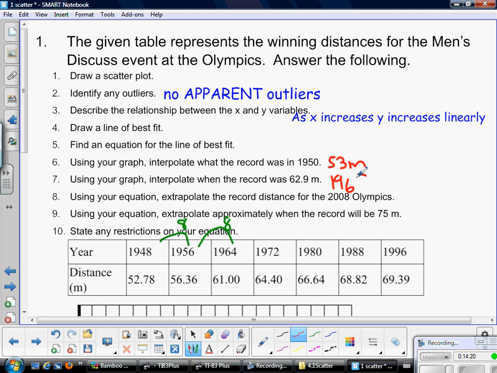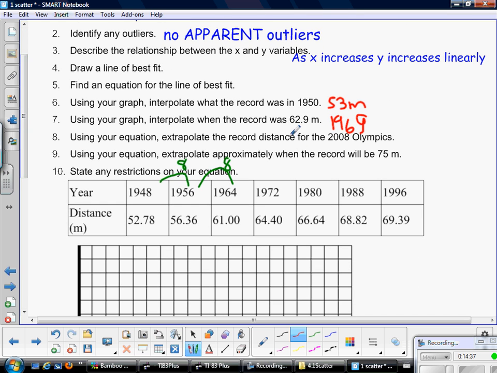And then it says, using your equation, extrapolate the record distance for the 2008 Olympics. And then also using our equation, they want us to find the record in 1975. So I'm going to stop the video there, and we're going to actually look at our equation for that next.